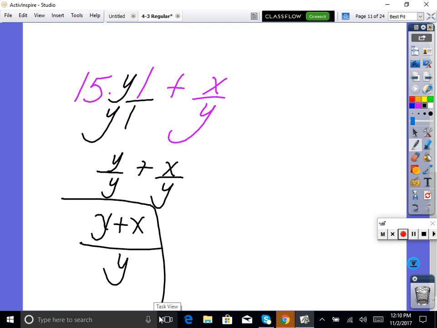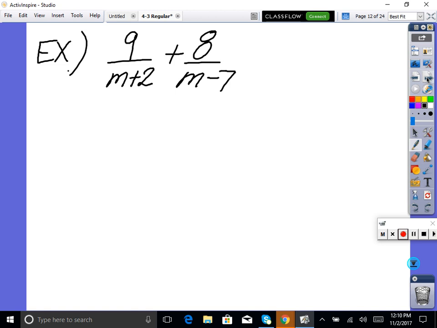Okay, sweet. Let's go on to some harder examples here, just because we'd rather go slower through these harder ones, and then it might make the easier ones click better. Okay, write this example down. So we have 9 over n plus 2 plus 8 over n minus 7.